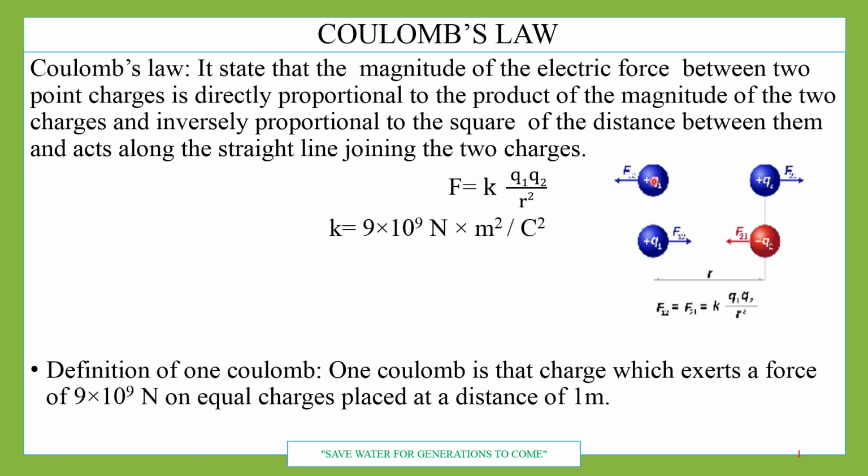The force acts along a straight line, right? So, definition of 1 coulomb: 1 coulomb is that charge which exerts a force of 9 into 10 raised to 9 Newton on an equal charge. Equal means Q1 and Q2 are both equal to 1 coulomb. Then only you will be getting 1 into 1 is equal to 1, at a distance of 1 meter.